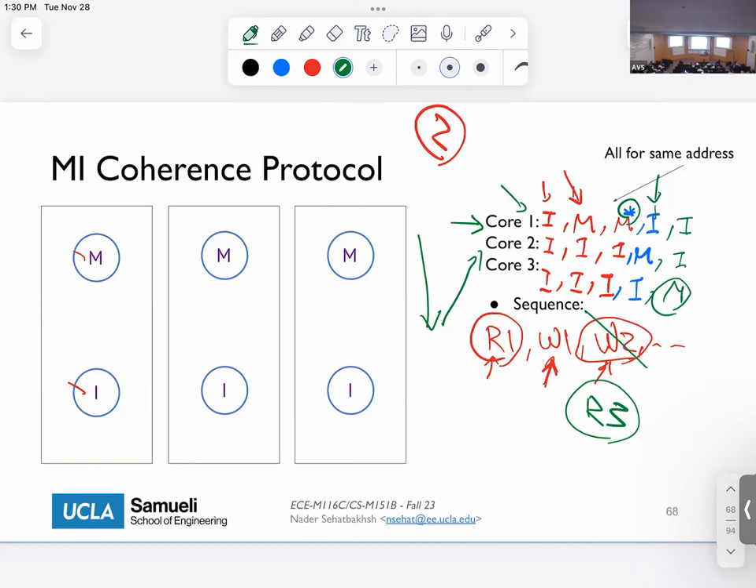What you're asking is why core number one is not just forwarding that value to core number three, and that's a good question, and we're going to add that state. But with M and I we cannot do that, okay? M and I is just either I have it or I don't have it. There's no sharing between us, okay? Does that make sense?